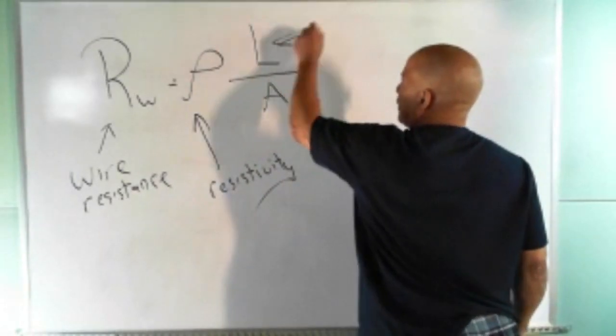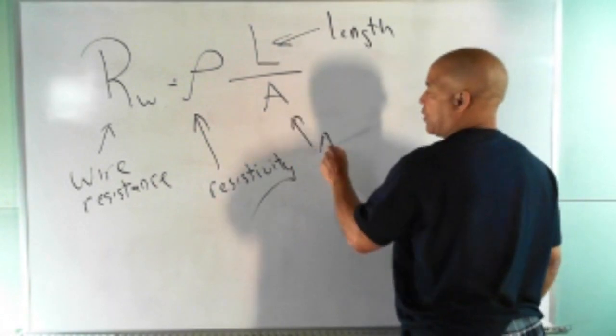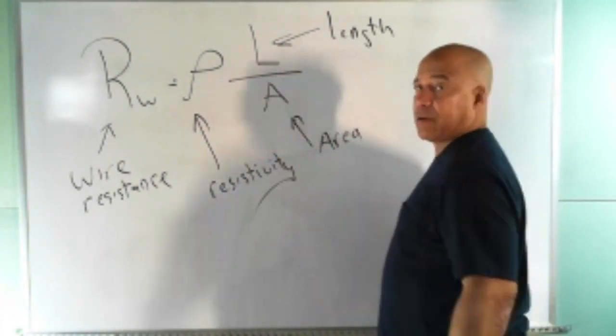This is, of course, the length, and this right here is the cross-sectional area of the wire.